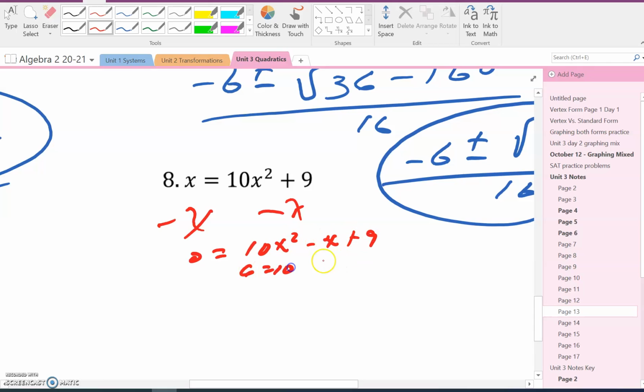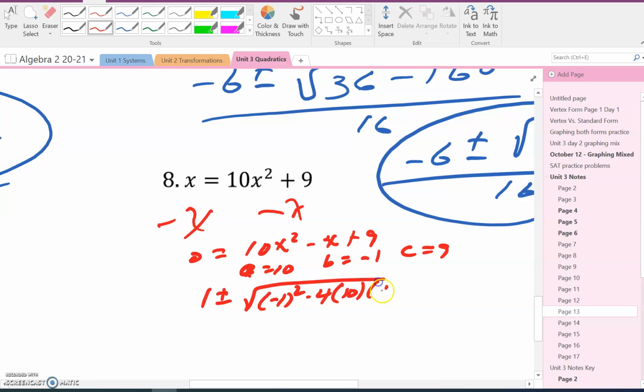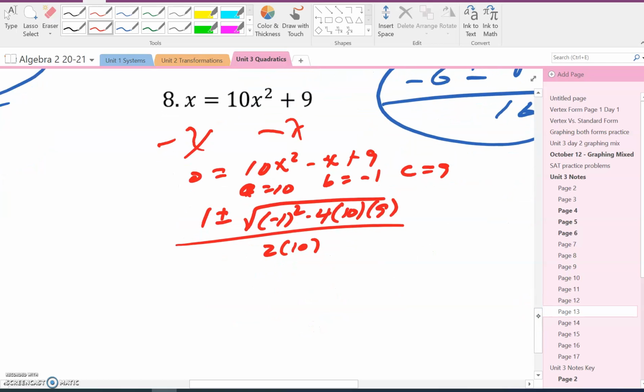A is 10. B is -1. C is 9. So 1 plus or minus the square root of -1 squared minus 4 times 10 times 9, definitely going to be imaginary, over 2 times 10, which is 20. So let's see, 4 times 9 is 36, so 360. 1 minus 360 is -359.